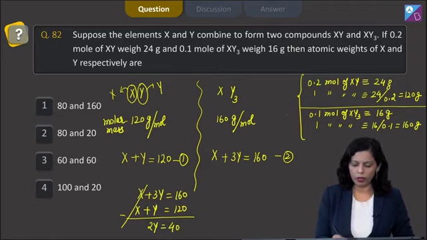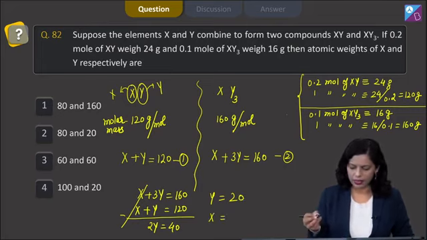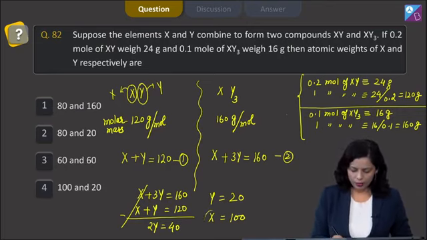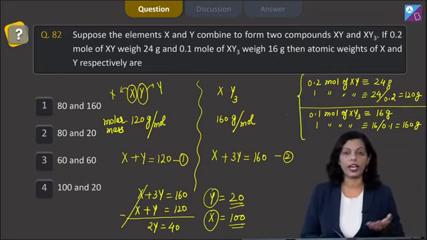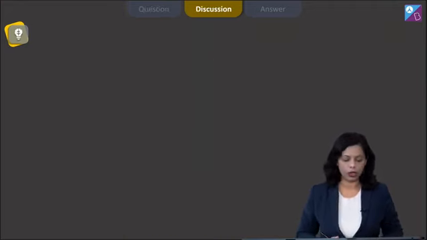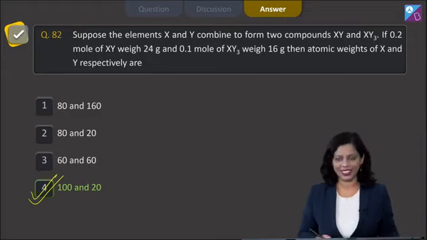So what would be the value of Y? That would be 20 only, right? So what is the value of x? This comes out to be, yes, 120 minus 20. So it is 100. Clear? So x is 100, y is 20. In which option is it given? X as 100 and y as 20. You are getting it right. It is correctly given in option 4. So if you have chosen this, your answer is right.